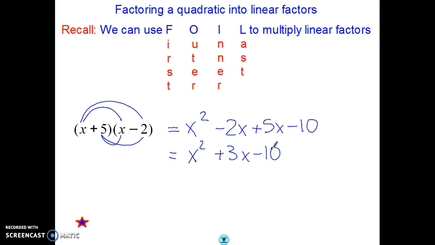And one thing you can see here, which will help us with factoring, is that x squared, that first term there, only came from the first part.